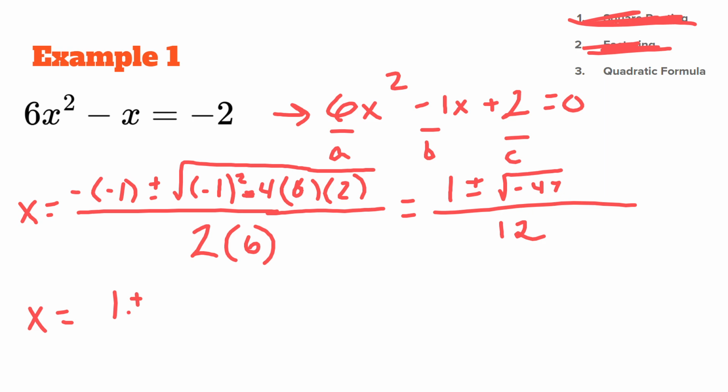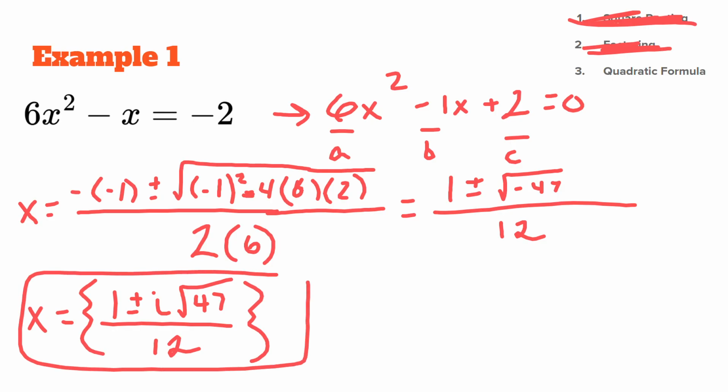So we get 1 plus or minus i square root of 47 all over 12. There's nothing we can do to simplify that square root of 47. There's no reducing I can do with my fraction. So this is our final solution here, okay?